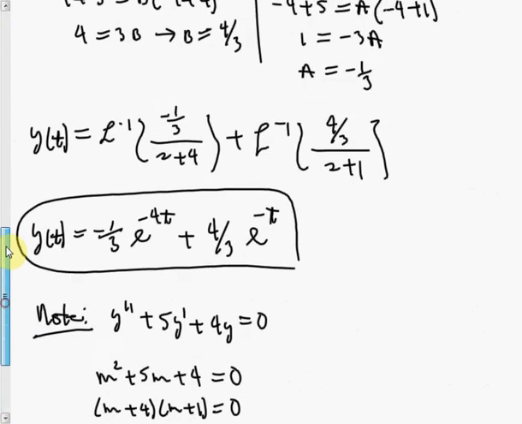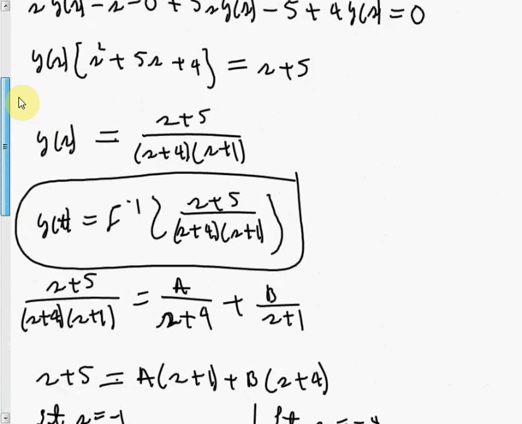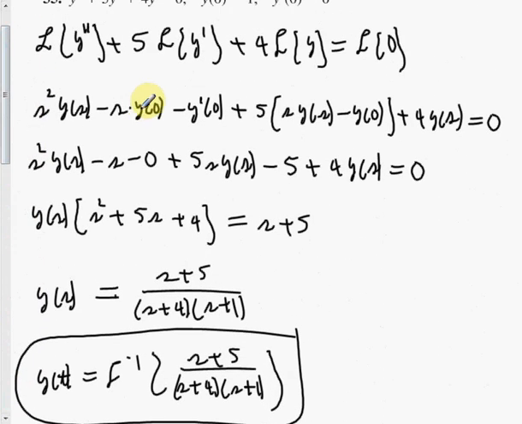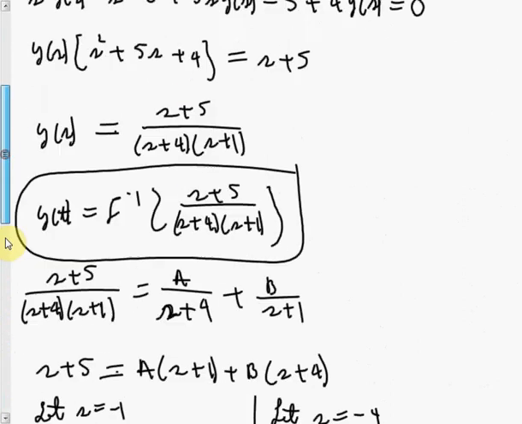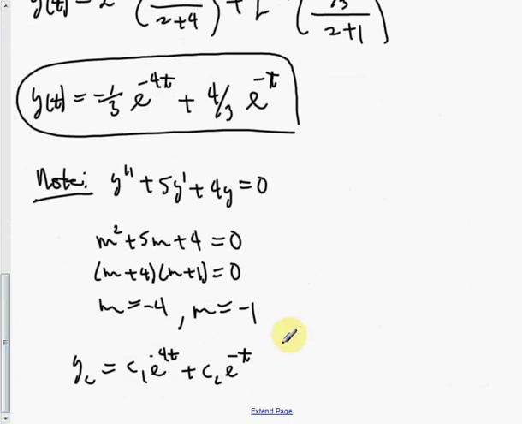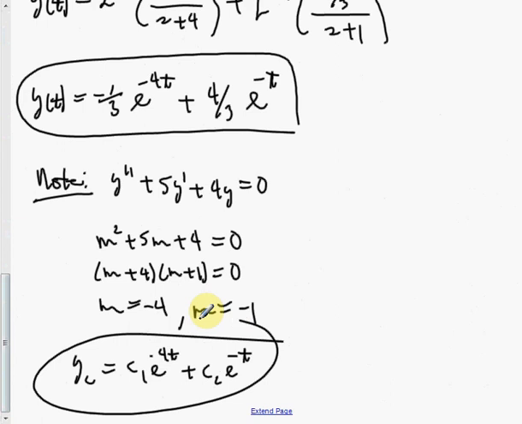Because you plug those in there when we're doing the times y of 0 and the y prime of 0. Right? Good. Any questions there?